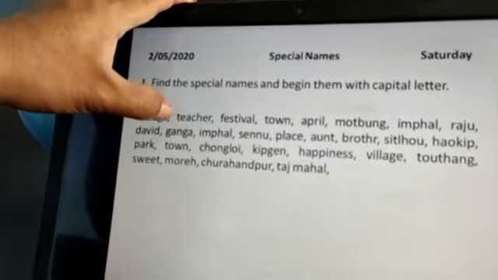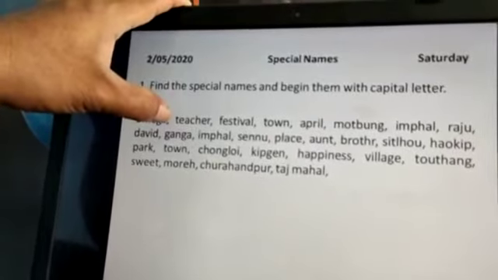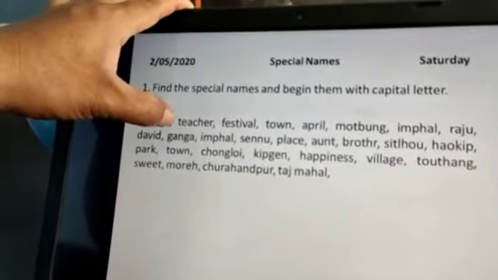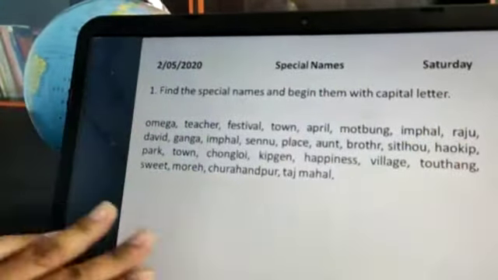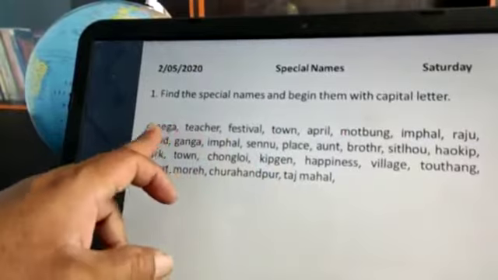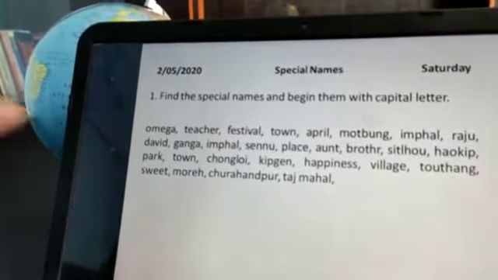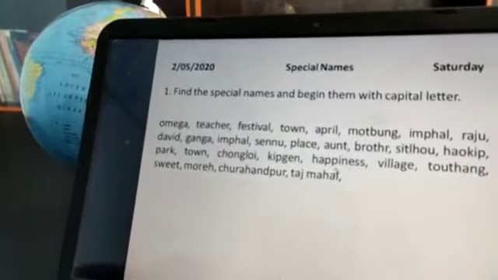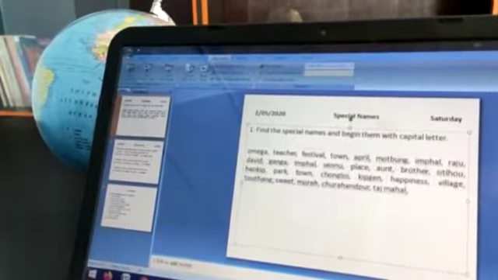Miss Senu. Sir Huptang. Sir K. Sitlhou. I like capital letters. But teacher is not in capital letter. Okay? So you don't have to change this. I'm just giving you those two examples. And all the rest you do yourselves. Okay? This is brother, B-R-O-T-H-E-R, brother, okay?